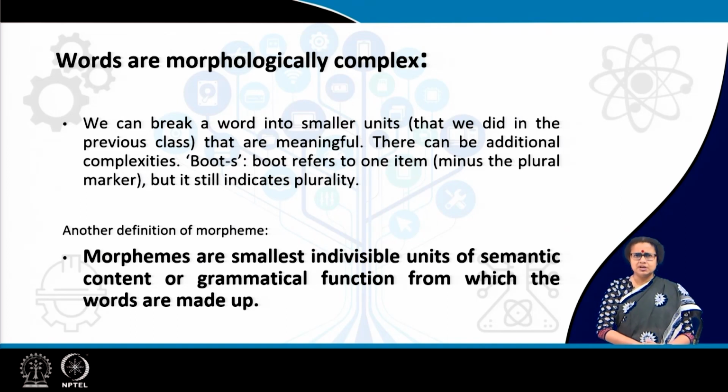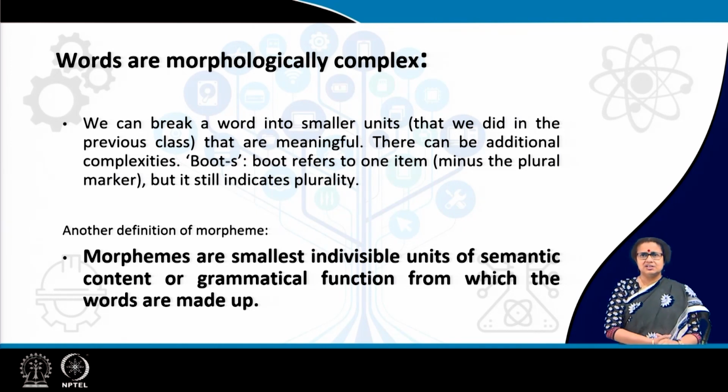So, here we are talking about the smallest unit. You cannot actually divide them if you think about semantic content and grammatical function. So, we have to keep both conditions in mind, semantic content and grammatical function. Without considering these two criteria, we cannot define a morpheme. This is the golden rule.